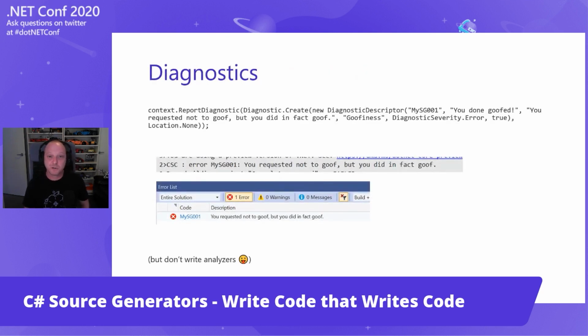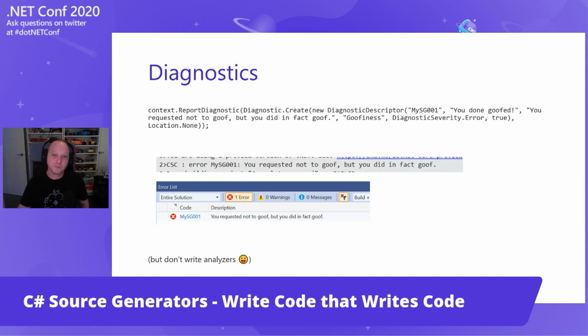Source generators can also report diagnostics. This is another huge win, particularly in the case where you're doing something at compile time instead of at runtime. So say you're building a DI container. If you're building a DI container and you don't have an implementation for some interface that is required, that's going to throw an exception at runtime, probably at app startup.